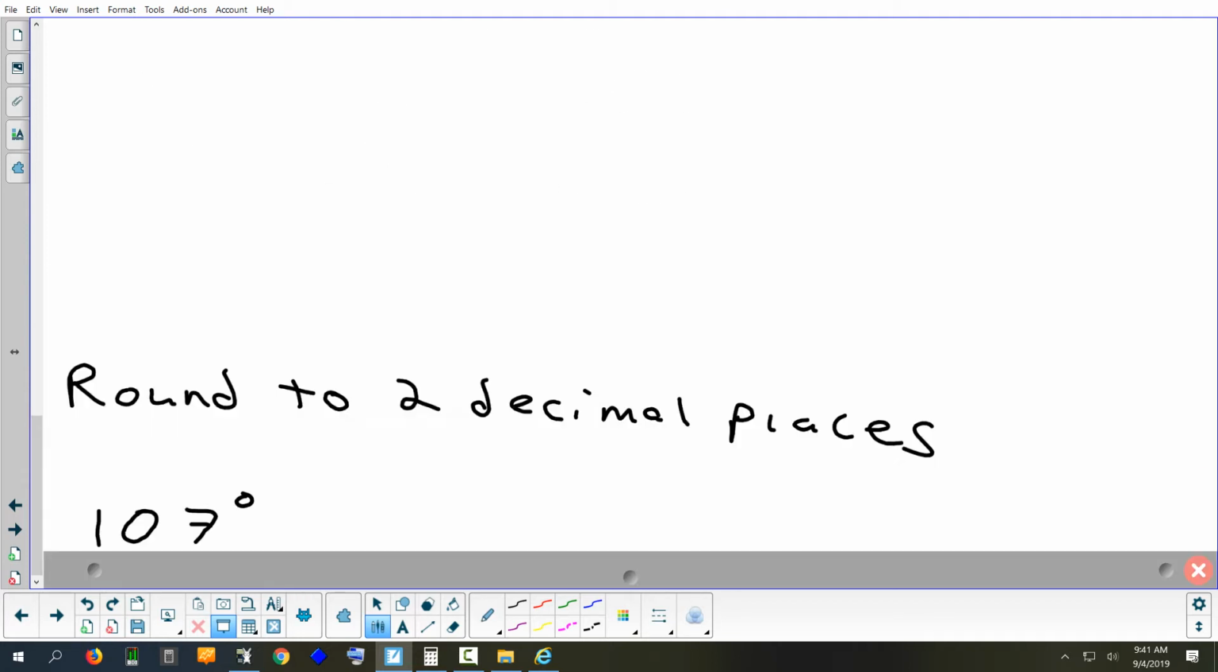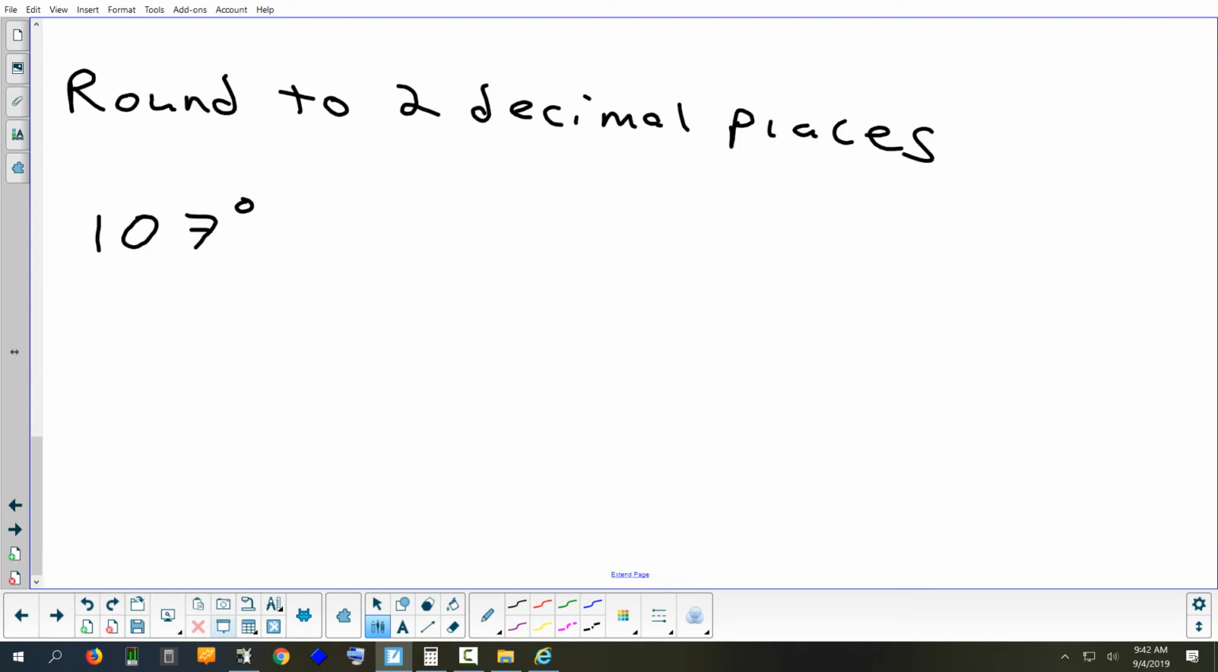Alright, so last one we'll do converting degrees to radians is just one where they say round. Okay? So there's no difference here. You don't have to reduce anything. You just put it all into a calculator. Times pi over 180. Just type it all in. 107 times pi divided by 180.